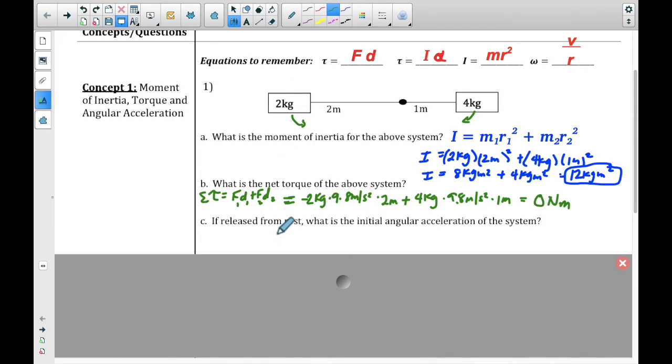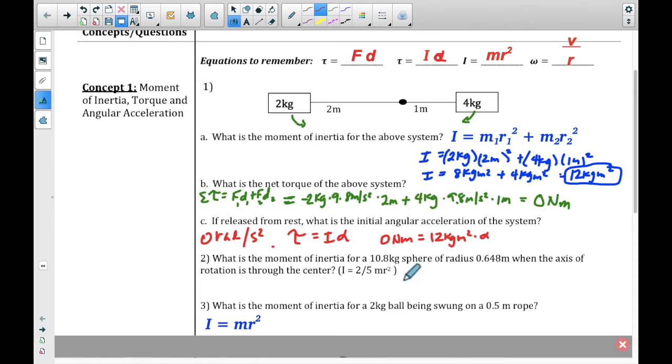Which means the next question, if it is released from rest, what is the initial angular acceleration of the system? Well, that's going to be 0. Okay, it's because we just talked about it, but also if you put it into the equation, our torque is 0, and then our moment of inertia is 12, and then our alpha is what we're looking for. Well, that alpha has to be 0 in order to make that 0. And so just to reiterate, that is in equilibrium. It's not going anywhere at this point unless something hits it.